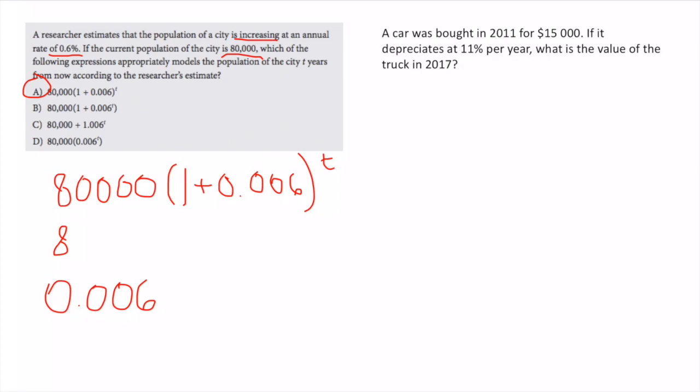One thing you may see here is they can easily just combine this part here and put 1.006 raised to the t. It's saying the same thing, but you might see an example like this.